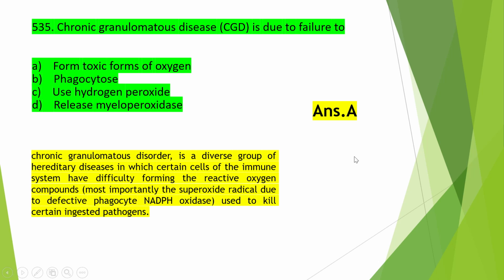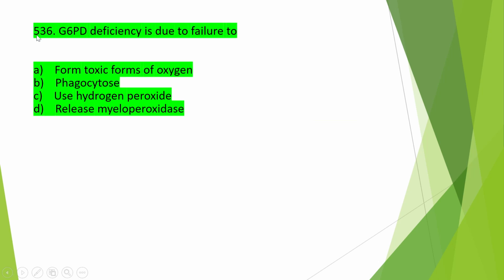Okay, so let's move on to next question, that is question number 536, that is G6PD, glucose-6-phosphate dehydrogenase deficiency, is due to failure to: option A form toxic forms of oxygen, option B phagocytose, option C use hydrogen peroxide, or option D release myeloperoxidase. And the right one is option B, that is phagocytose. So G6PD deficiency is due to failure to phagocytose.